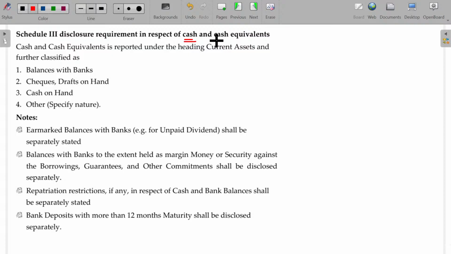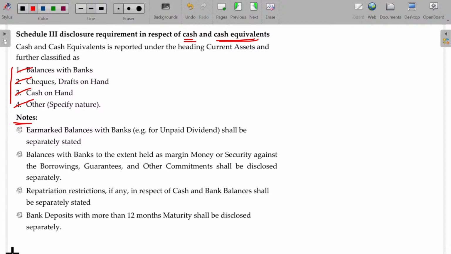Now, cash and cash equivalents. See, what is called cash and cash equivalents? I already told you it's not only cash. Cash, bank, and marketable securities, all these things put together will be called cash and cash equivalents. Balance with the bank, even cheques, drafts on hand, cash in hand, and others. If all these are in a very liquid state, you can use them immediately, or in a matter of 2 or 3 days you can convert them into cash, and all these will come under cash and cash equivalents.